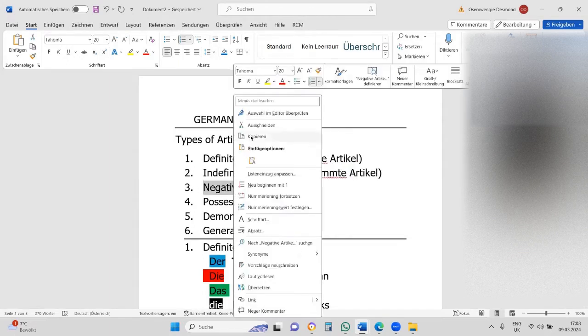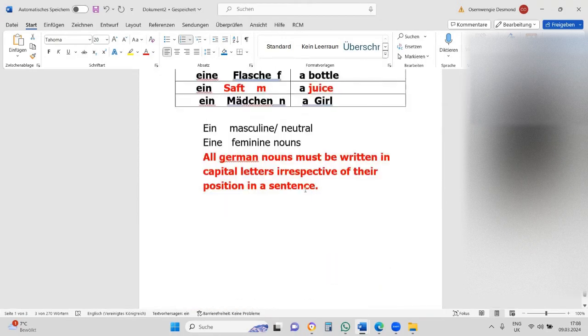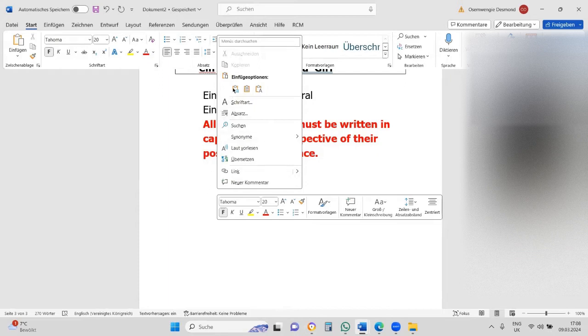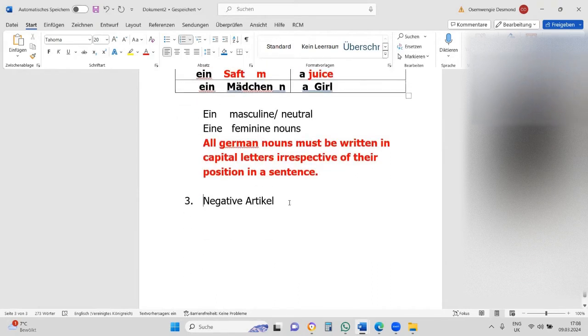We call it in German the negative article. So, the next one is called the negative article. Now, what do we mean by the negative article? Please be careful. In the English language, we don't have such a thing.